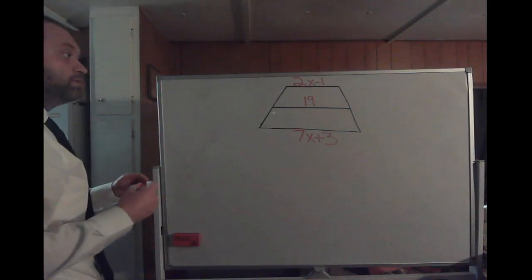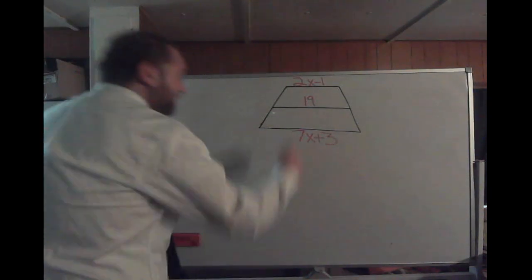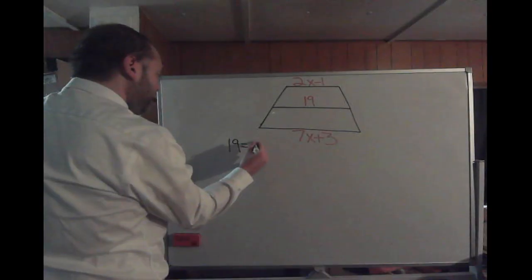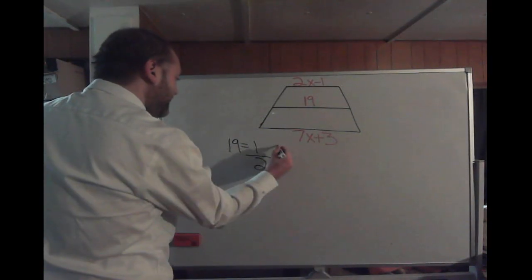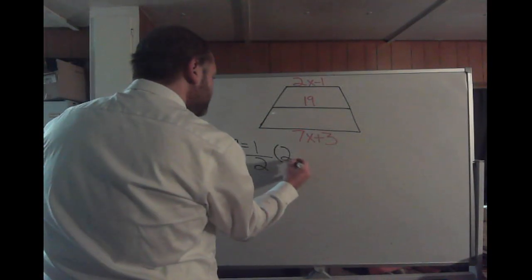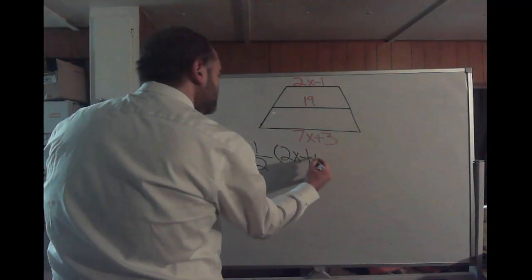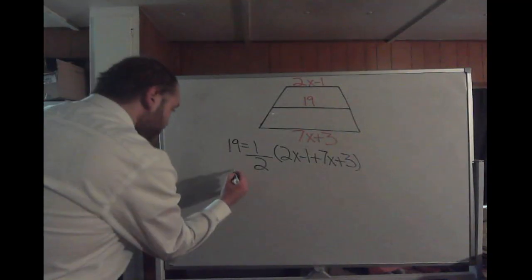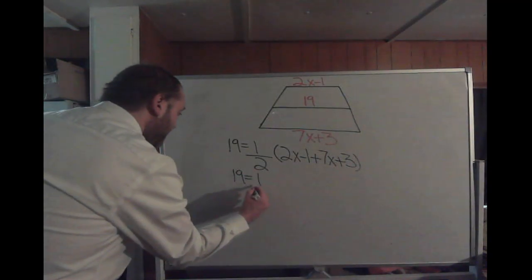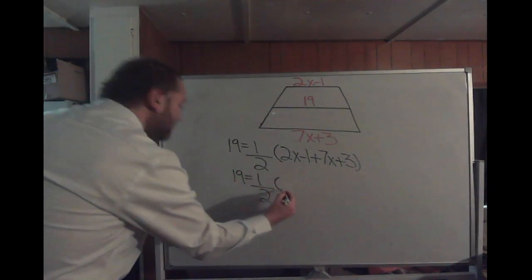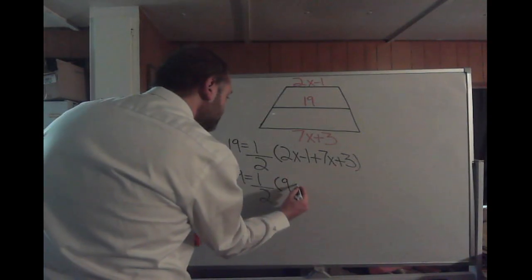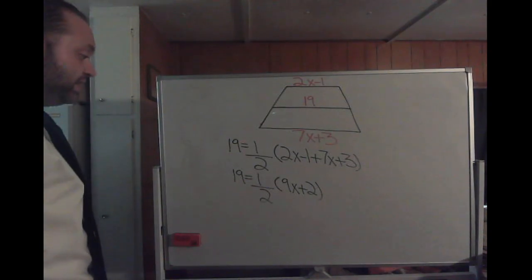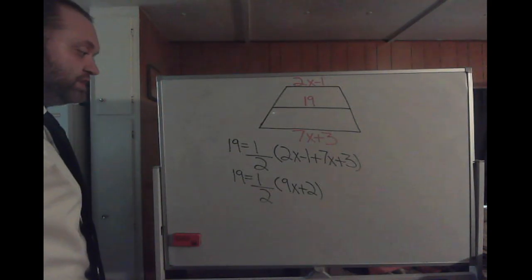Well, we still got to solve for x. Well, that length of the median, 19, is still equal to half the sum of the two bases. So that'd be half the sum of 2x minus 1 plus 7x plus 3. Which means 19 is equal to 1/2 of 9x plus 2.